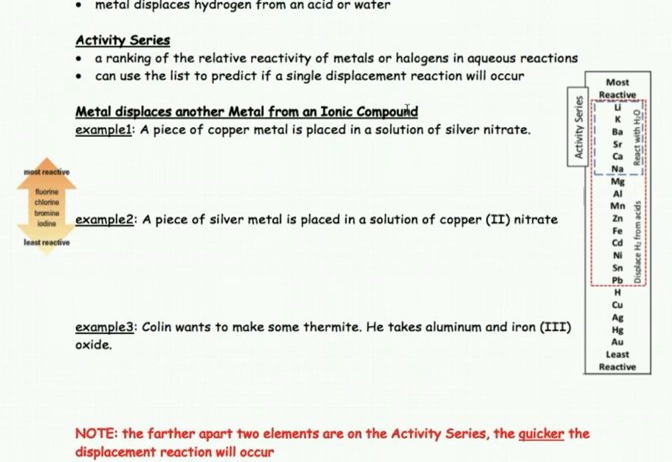Okay, so again, we're just studying single displacement reactions here. An element's going to come in, and we're going to determine whether this reaction is going to occur. So here's the first example. We have copper. It's coming in, and it's being placed into a solution of silver nitrate. So basically, we're going to write out the chemical equation here and decide with the activity series whether the reaction will occur.